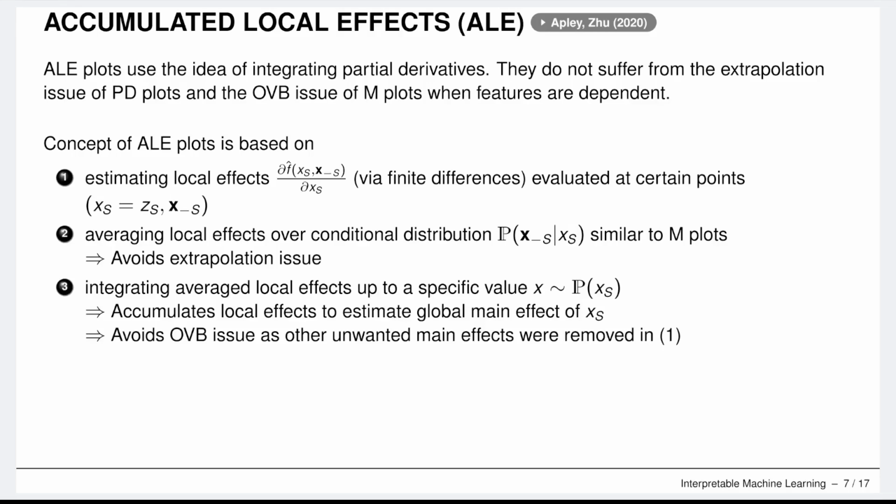To recover the original main effect, we integrate in a third step the local effect up to a specific value that we want to visualize. This allows us to estimate a global main effect for the feature of interest and avoids the omitted variable issue, as the other unwanted main effects were removed due to the partial derivative in the first step.